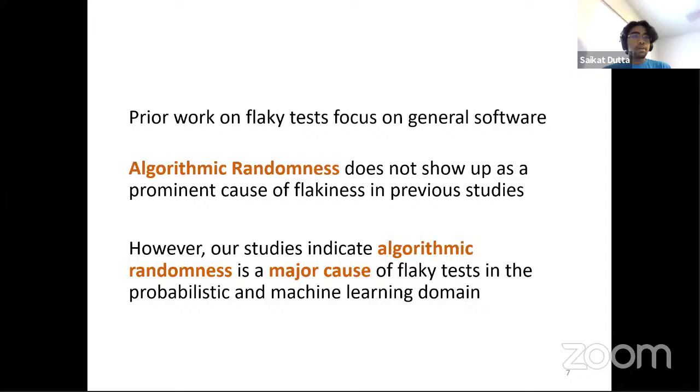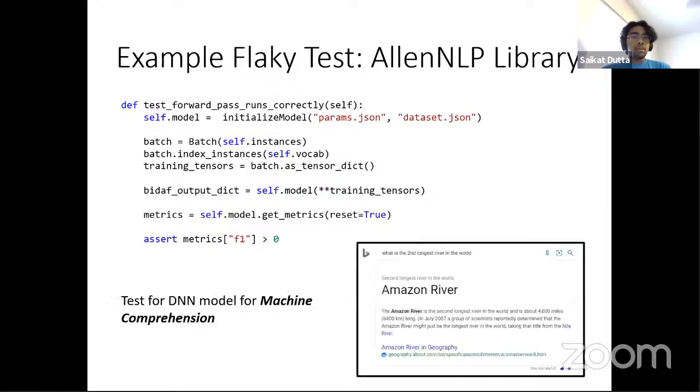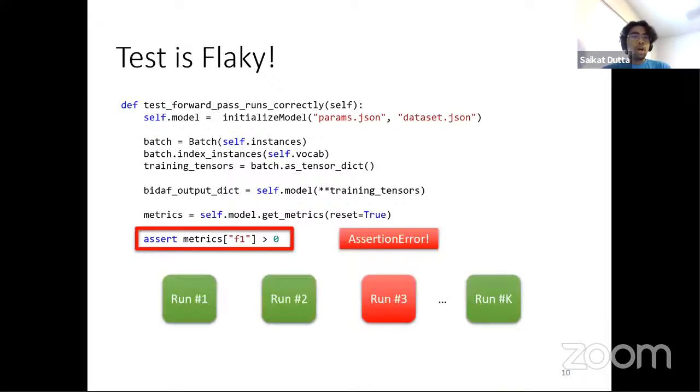Let us now take a look at an example of a flaky test from the AllenNLP library. This is a PyTorch-based library used to solve NLP tasks. Here we have a test for the DNN model for the machine comprehension problem. The machine comprehension problem generates answers for questions in the context of a passage. However, the given test here is flaky. The assertion that we see here sometimes fails when we run this test multiple times, even for the same version of code. And as you'll see later, this is happening because of the randomness of the underlying NLP training algorithm. So we'll look into why this is happening and how we can detect such flaky behavior.